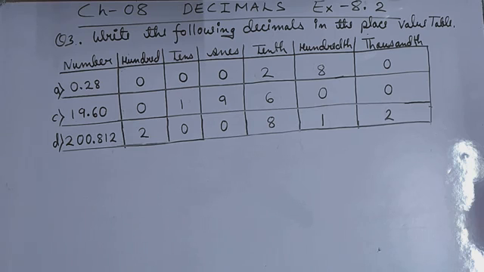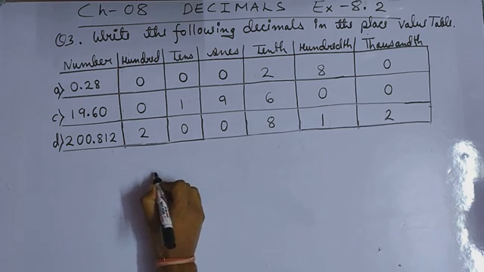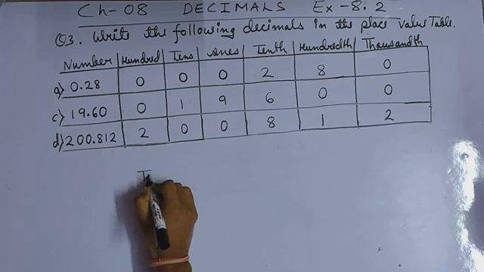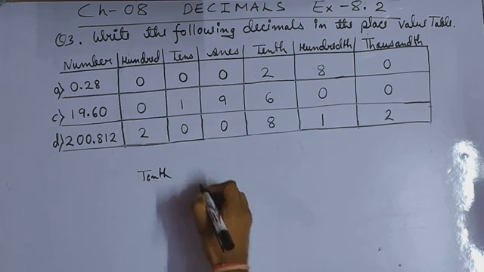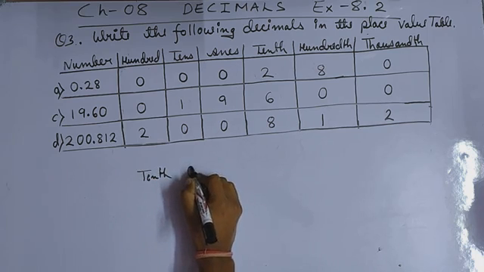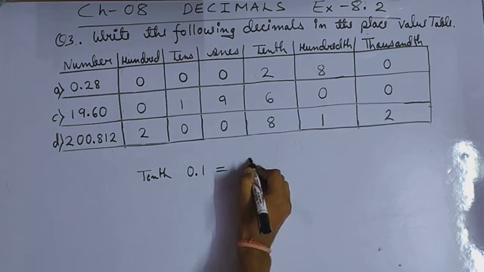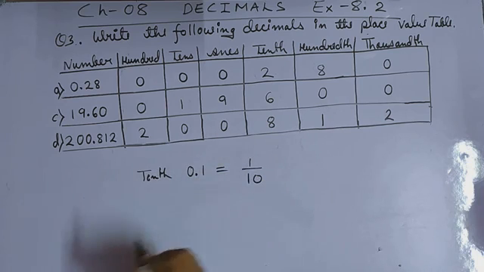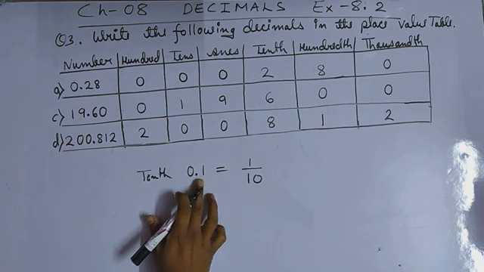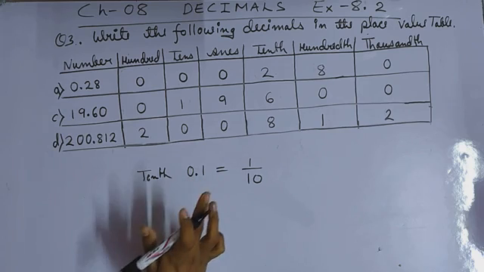The concept here in question number 4 you should know that the 10th place, which comes just after the decimal, is always represented by 1/10. So in the 10th place, where will the decimal come? Just one place towards the right.